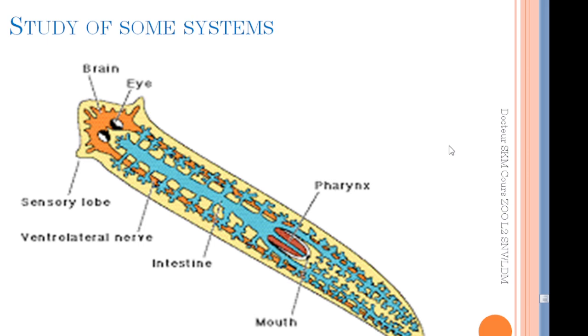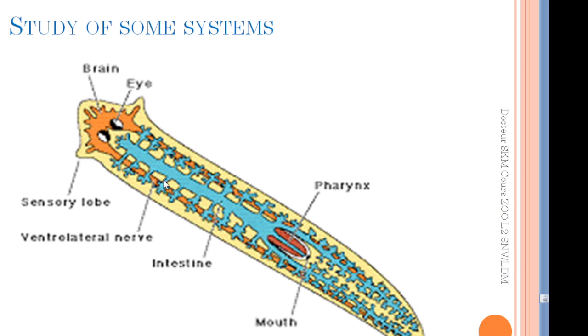So let's start with the first one, which is the nervous system. So the nervous system here is represented by this color, okay, and you can follow this color along the animal. So the nervous system is composed of the brain, which is located in the anterior side of the animal, okay, and which is composed of the ganglia, and from this brain depart two nervous cords, okay, and these cords are related by nerves, okay.